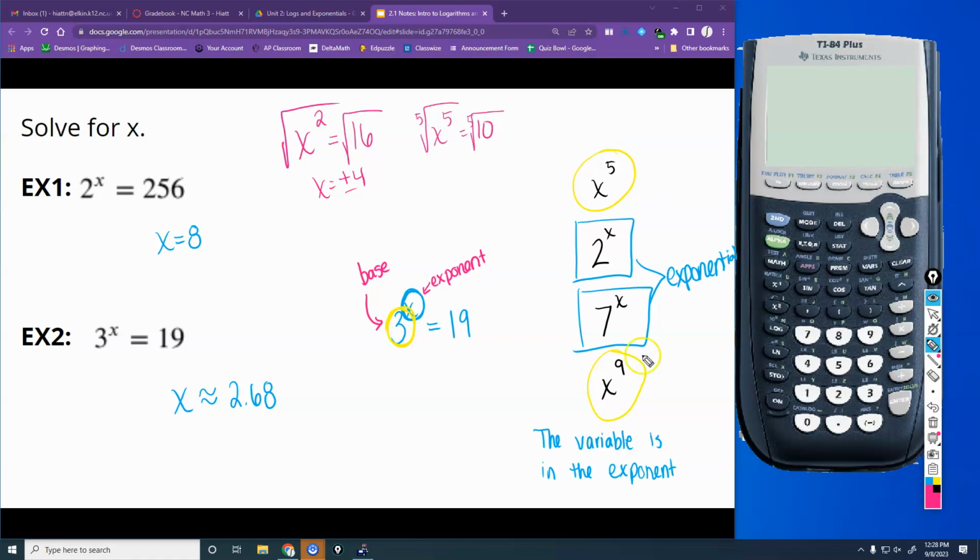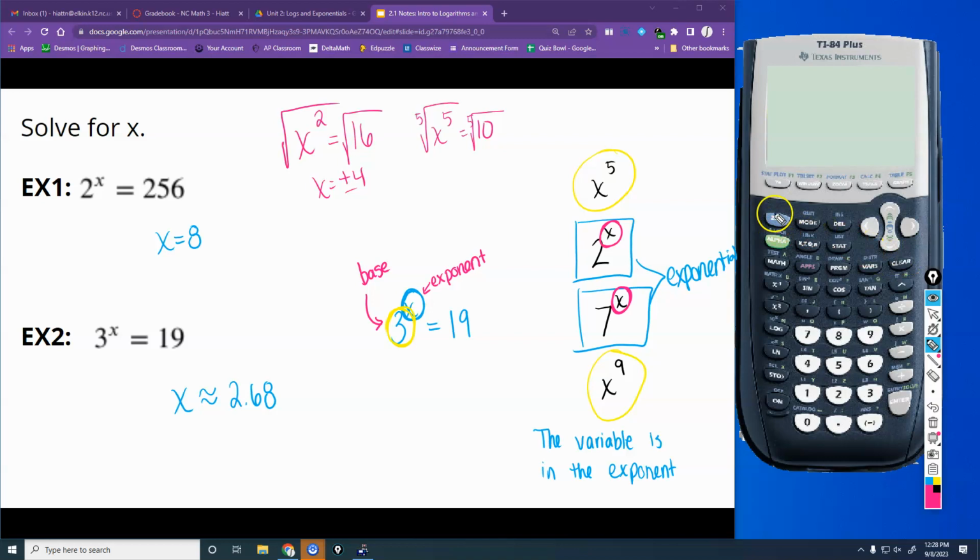What we're going to be dealing with is when our exponent is the variable. Those are exponential equations, whenever our exponent is the variable. You guys see the difference between those? So in these, your exponent is a number. In these, your exponent is a variable. The exponent being a variable is what we're talking about here.